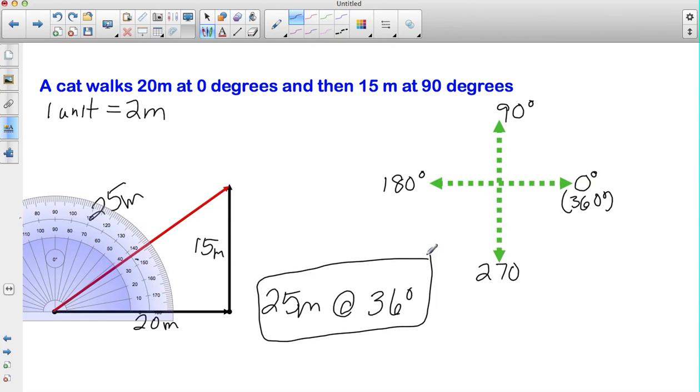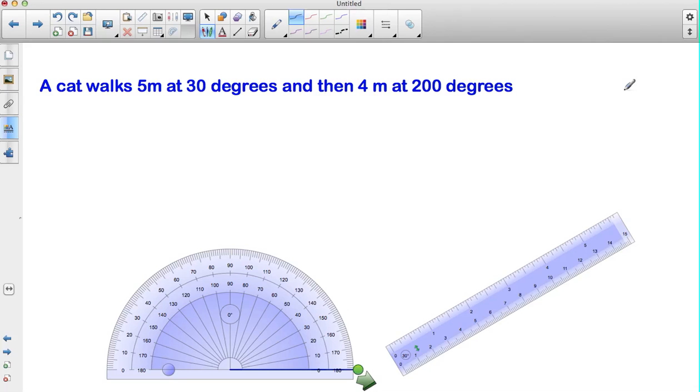So, again, pretty simple. I know a lot of people want to jump right into the algebra of it and have those two going that way. Let's look at one where the algebra is not as simple, and then we'll probably wrap this lesson up. This time we have our same cat. He's walking 5 meters at 30 degrees, and then 4 meters at 200 degrees. So this is not as simple. We've got to figure out how long these arrows should be.